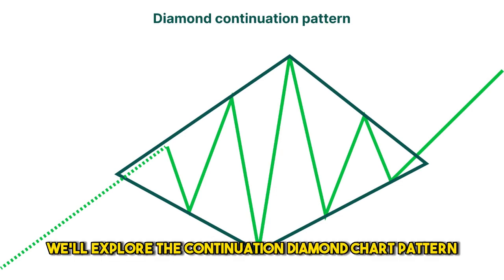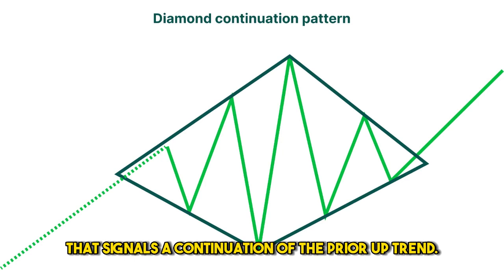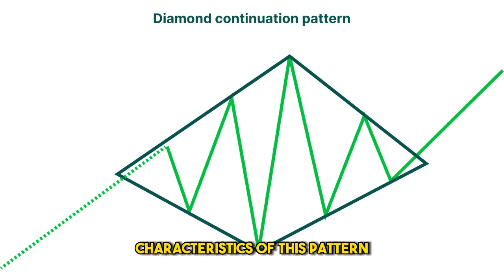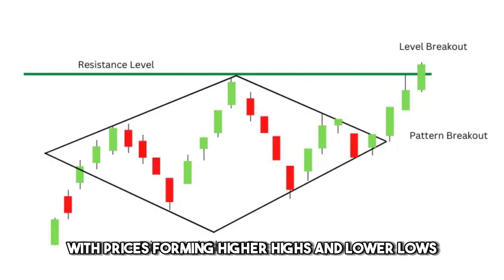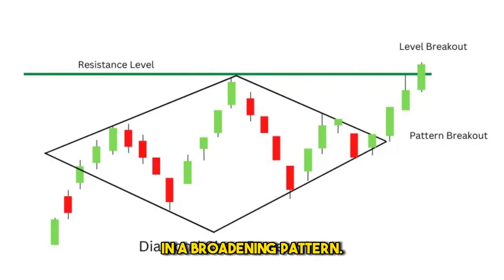In this video, we'll explore the continuation diamond chart pattern, a powerful formation that signals a continuation of the prior uptrend. Let's delve into the key characteristics of this pattern and how it can help traders identify potential opportunities.